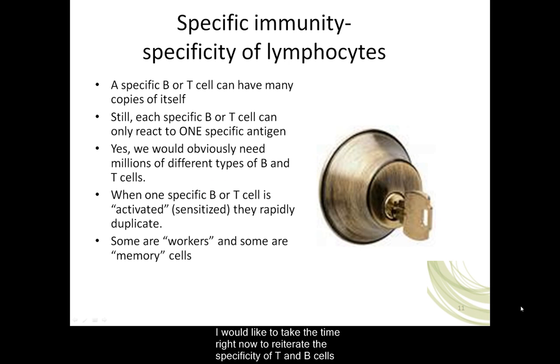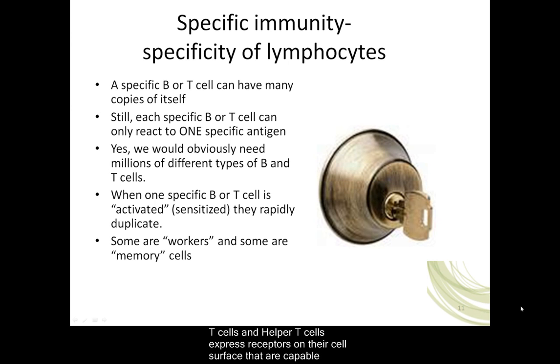I would like to take the time right now to reiterate the specificity of T and B cells in their ability to react to only one antigen. Remember, an antigen is a polysaccharide, or protein, that can elicit an immune response. Not all parts of the antigen are necessarily recognized by the host's immune cells. Rather, only a particular portion of it, called an epitope, may be the antigenic region.